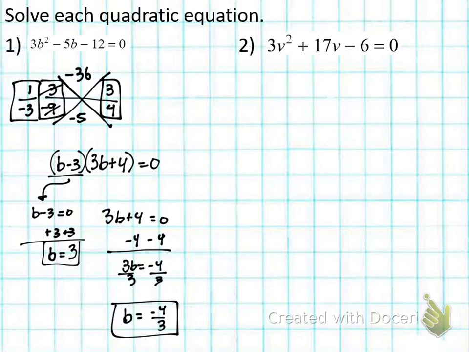Number 2, let's do it again one more time. Number 2, we got another trinomial, 3v squared plus 17v minus 6 is equal to 0. First step says set f of x or y equal to 0. There is no f of x or y. You'll see that we'll use that in a few more lessons here. You'll see why. Then we're going to move everything to one side of the equation. We're going to move everything to the left. Factor the quadratic trinomial. So I'm going to use my X box again.